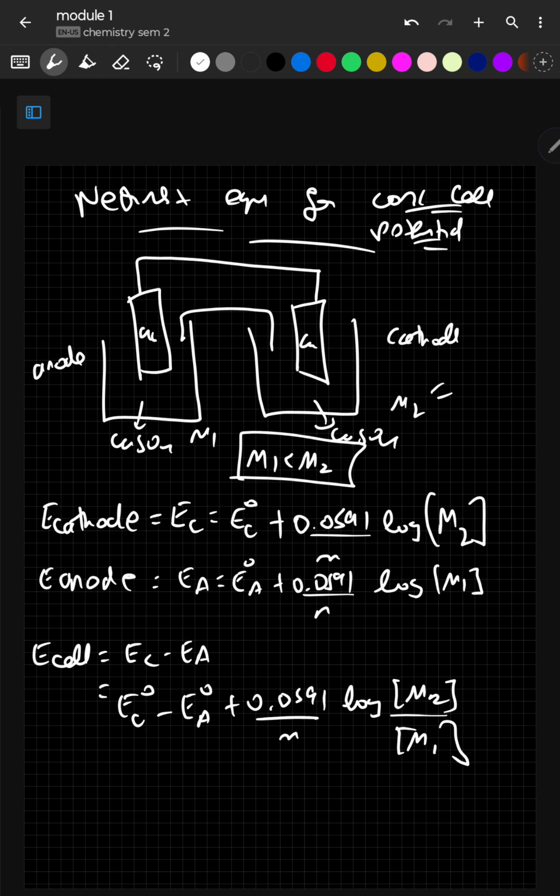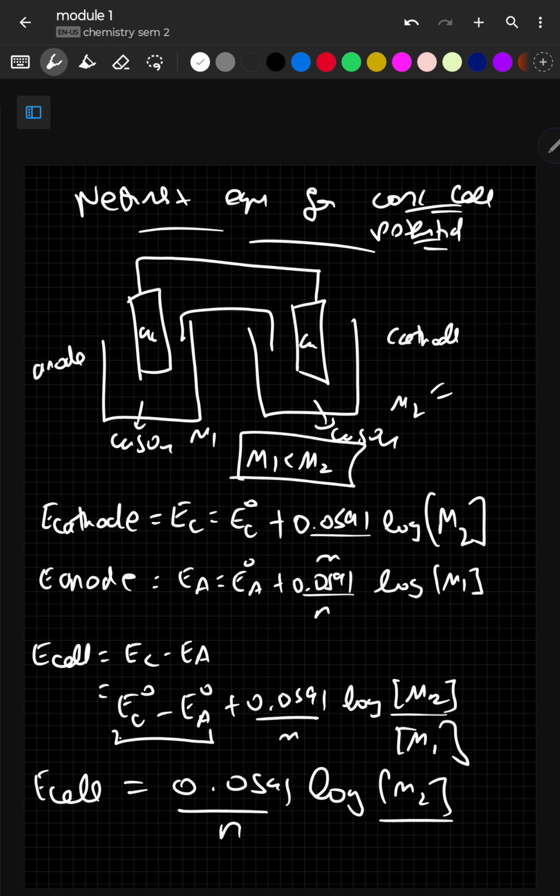Log M2 minus log M1 is nothing but log of M2 by M1. And this, I told you, is the standard reduction potential, right? That's going to be 0 because both of them are the same. Whatever is the potential of copper minus the potential of copper again will be 0 only. So E cell, the concentration cell, is going to be 0.0591 by n log of M2 by M1. That is the final formula.